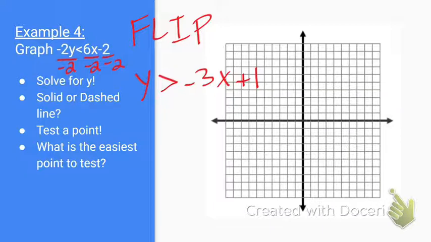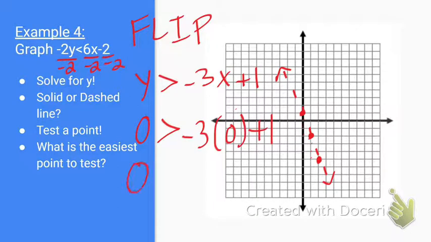And now we'll graph it and test a point. Our slope is negative 3. Dashed line. We're going to test the easiest point to test. Is 0 greater than 1? No. Oh, I did the line wrong. So we're going to shade everything above.